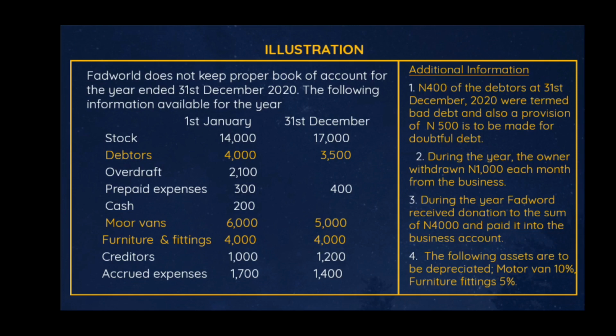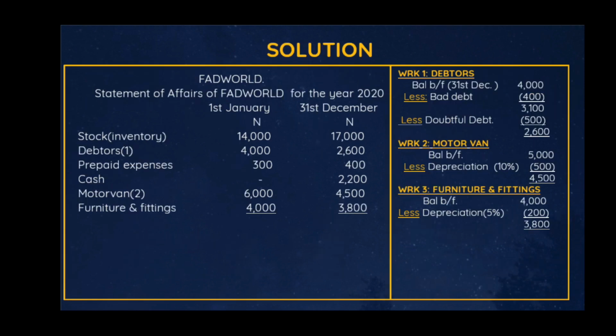Then the next entry, we have creditors. Creditors is a liability. We have accrued expenses. Just like I explained earlier, accrued expenses is also a liability. That means we are done with the record of the assets. So now let's add everything together.